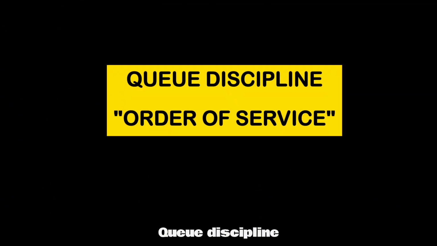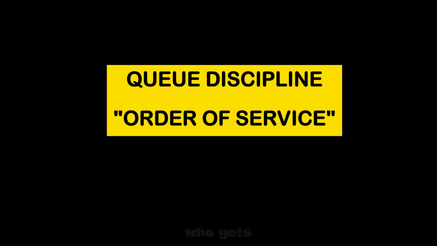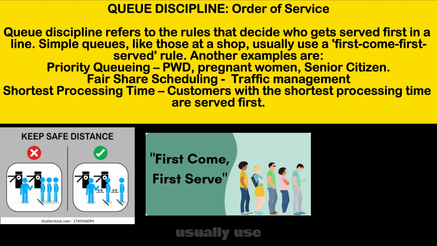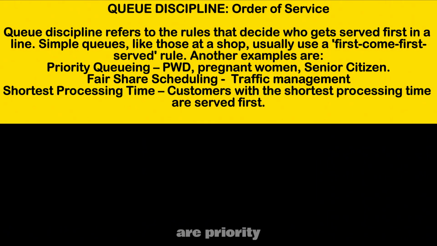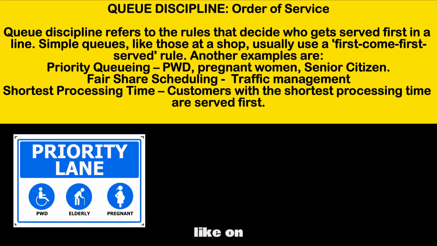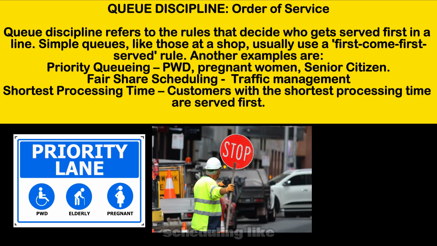Queue discipline, order of service. Queue discipline refers to the rules that decide who gets served first in a line. Simple queues like those at a shop usually use the first come, first served rule. Other examples are priority queuing, like in the case of PWDs, pregnant women, or senior citizens. Fair share scheduling, like in traffic management, or the shortest processing time, where customers with the shortest processing time are served first.